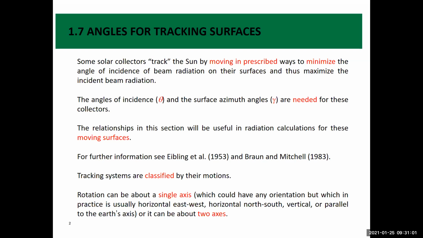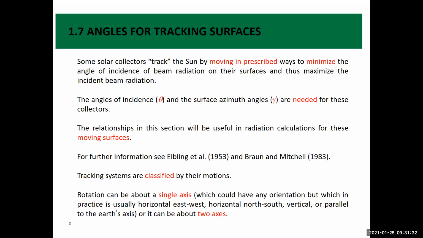This part of that chapter is dealing with this specific issue of what if we are thinking of tracking the sun. Some solar collectors would track the sun, so the solar collector orientation changes. It's not fixed as we used to see. It is moving in a prescribed, designed way to always minimize the angle of incidence of beam radiation on the surface and then maximize the incident beam radiation.